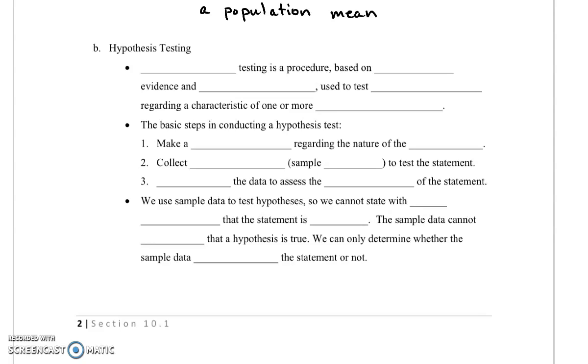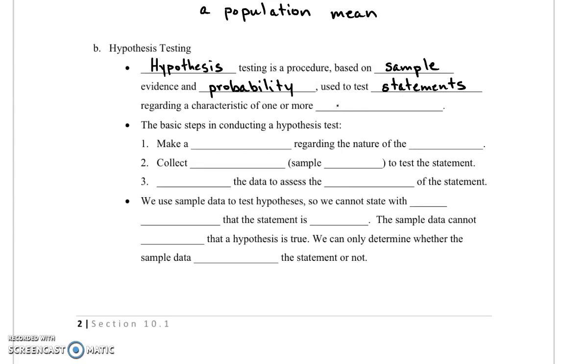So let's discuss the procedure of hypothesis testing. Hypothesis testing is a procedure based on sample evidence and probability, which is used to test statements regarding a characteristic of one or more populations.